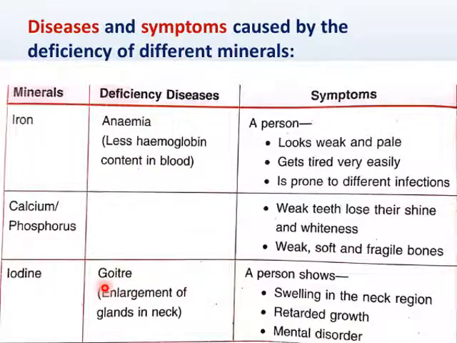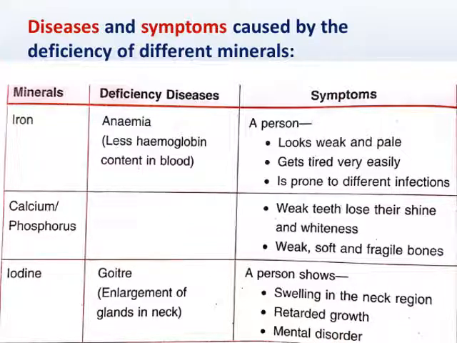And due to deficiency of iodine, the symptoms of goiter are that a person shows swelling in the neck region, retarded growth and mental disorder. So last week we discussed till here. Now we go ahead with vitamins.